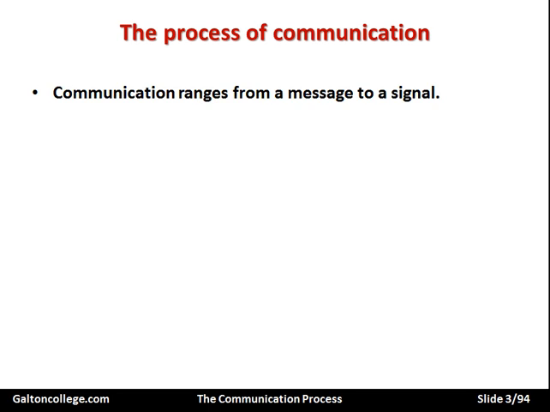communications ranges from a message to a signal. So communications is simply anything that communicates information from one person, let's say the sender, to another person, let's say the receiver. So it ranges from a message, it could be written, it could be in different formats, or it could be just simply a signal, a wave of the hand. So communications can take a wide variety of formats.